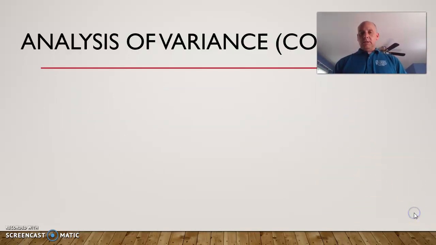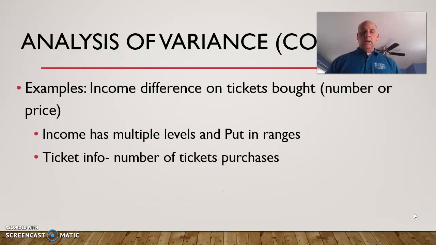Okay. So looking at this, income difference on tickets bought. Let's say one of the variables that we want to look at is income, family income or income of the individual, and see if there's a difference in how many tickets people buy, and see if income really has an impact on the number of tickets, right? So we can run an ANOVA to see the mean of each category of family income and how many tickets they buy.